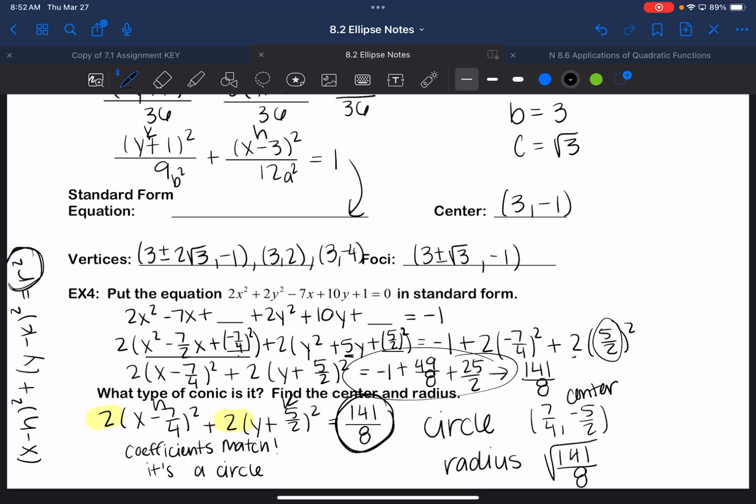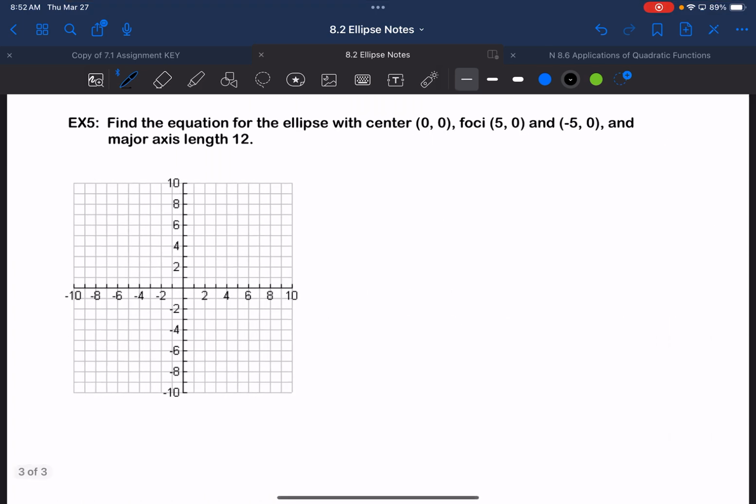Okay, we got 2 examples on the back. So let's flip it over and look at those. It says, find the equation for the ellipse where they give us the center, the foci, and that it has a major axis length of 12. All right, so let's go ahead and plot the points they gave us. So we've got a center at 0, 0, foci at 5, 0, and negative 5, 0.